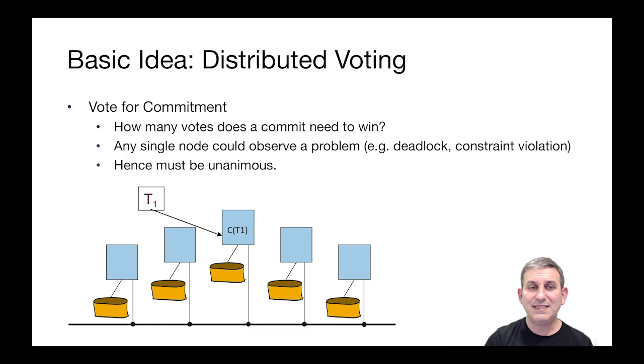Well, note that any single node in our distributed database could observe a problem. A node might locally observe a deadlock cycle. A node might locally observe a constraint violation. And that node knows we should abort the transaction. Because any one node could know about an abort, it means that all nodes must agree to commit if we're to commit the transaction globally. So the vote for commitment has to be unanimous. All of the participants in the transaction have to vote to commit.